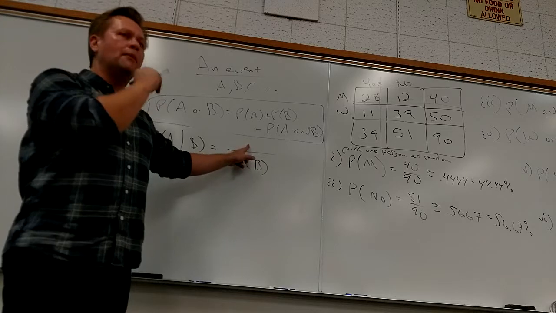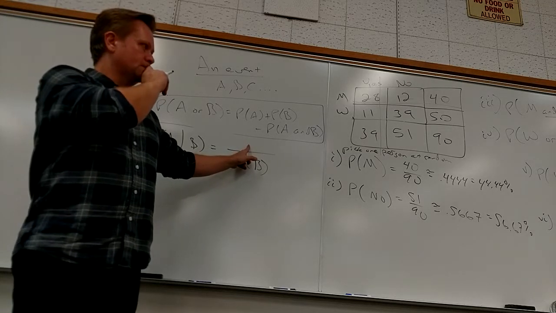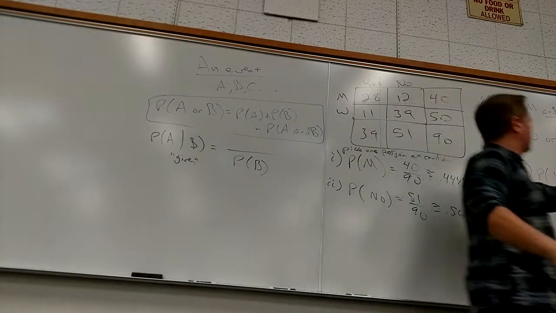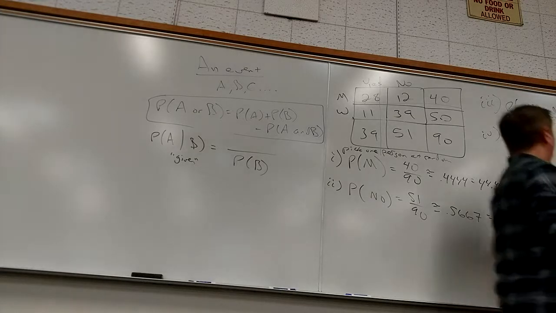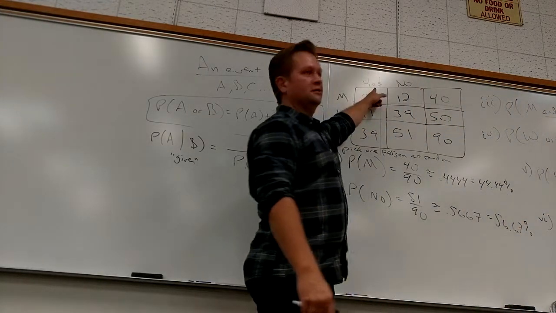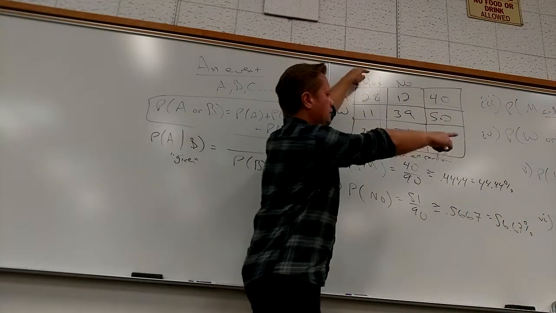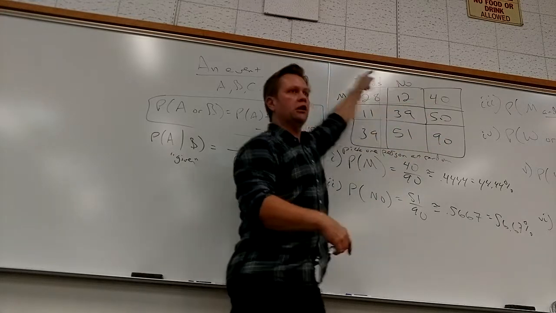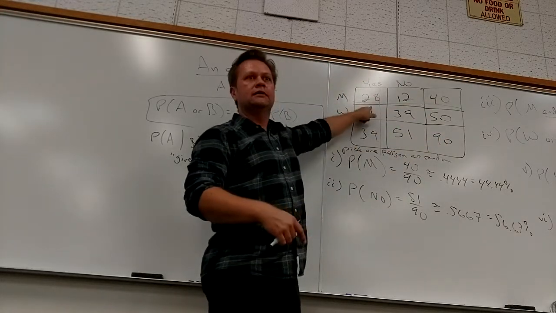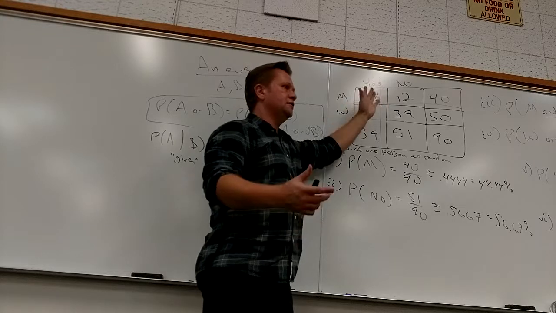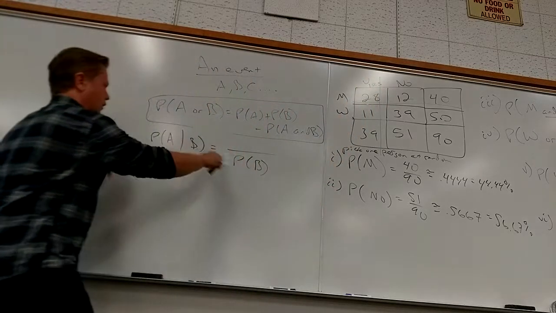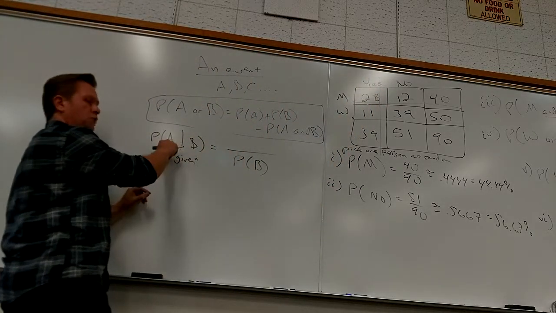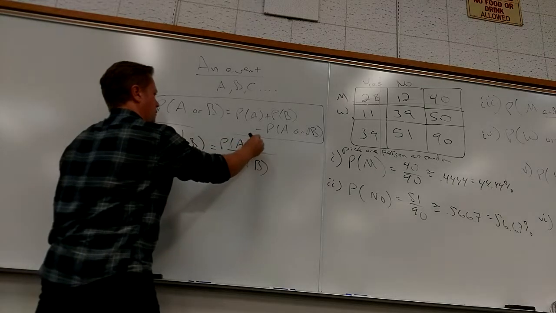What goes on the top? The probability of A and B. Well, why did I put a 28 here? Because there's 28 men who said yes. If I know the person was a man, what's the only way they could have also said yes? It's a man who said yes. So if I know it's in B, the only way it could be in A also is if it's in A and B.